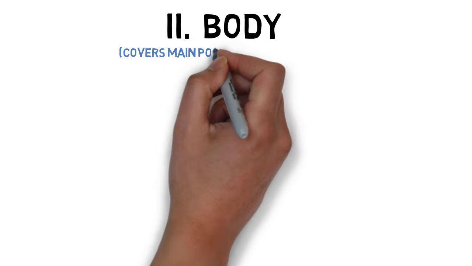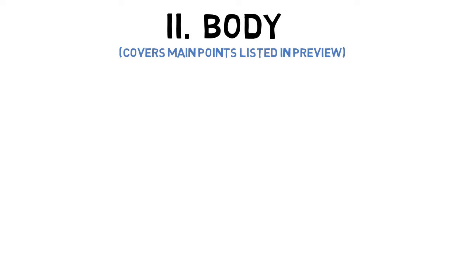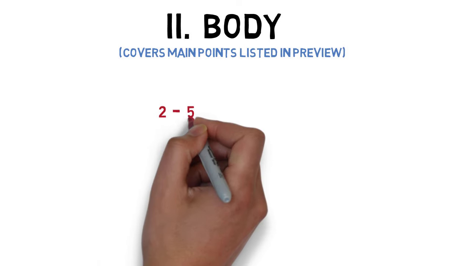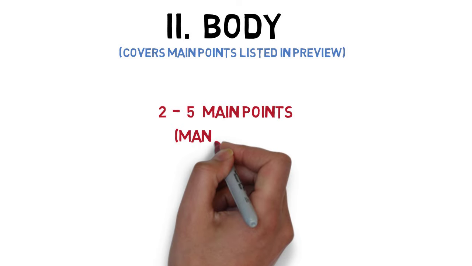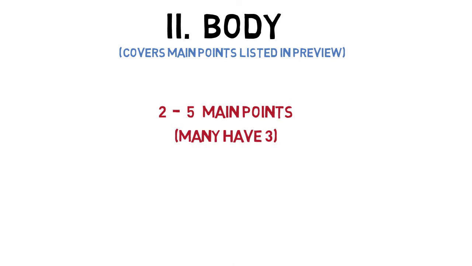The body of the speech should cover the main points as listed in the preview. Generally, the body should have at least 2 but not more than 5 main points. Many speeches have 3 main points. However, having 3 main points is not mandatory. You should use the number of main points that best fits your topic, trying to have at least 2 but no more than 5 main points.